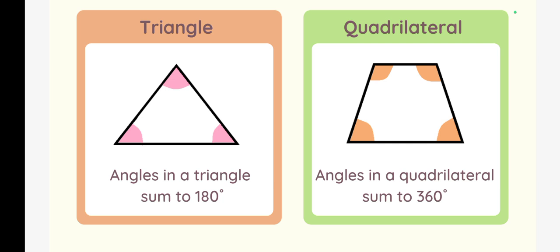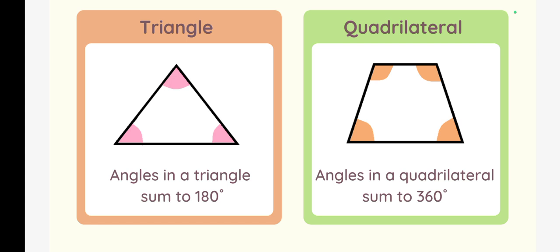See, in a triangle you can see that there are three vertices or three angles. So if you add all these angles, the sum needs to be 180 degrees. For example, if this is 50 and this is 50, the third angle needs to be 80, because 50 plus 50 is 100. If you subtract it from 180, because the sum total is 180 degrees, then 180 minus 100 will give you 80.